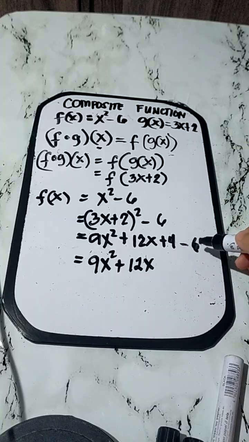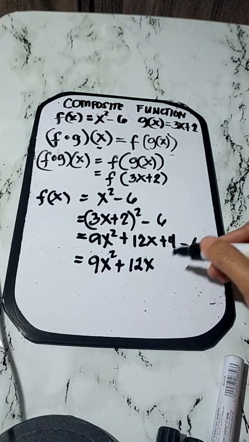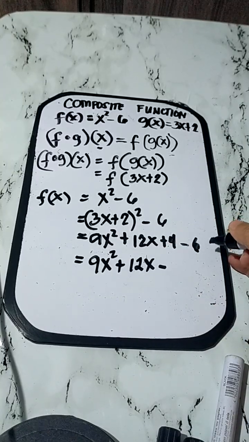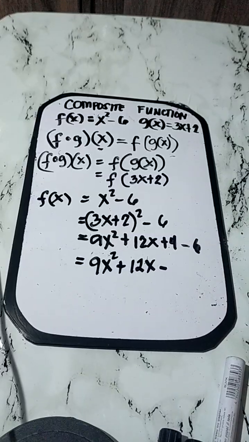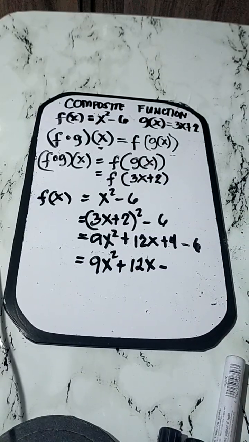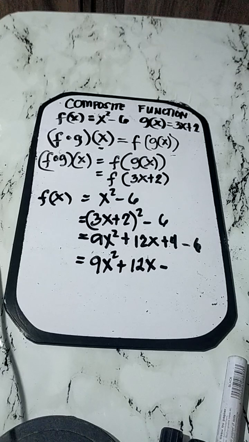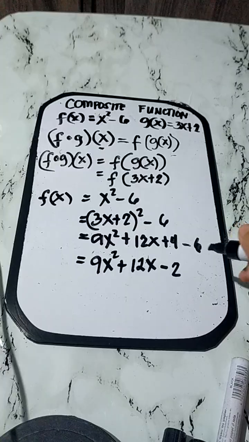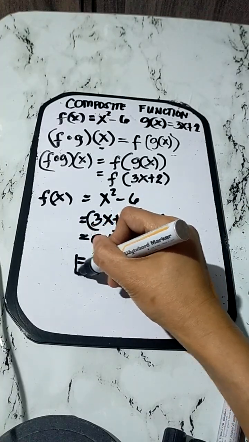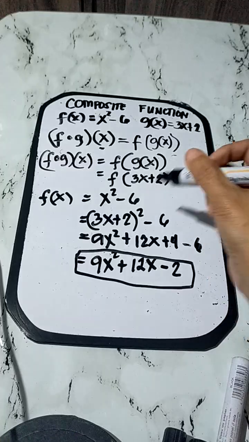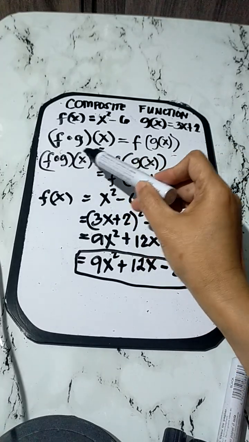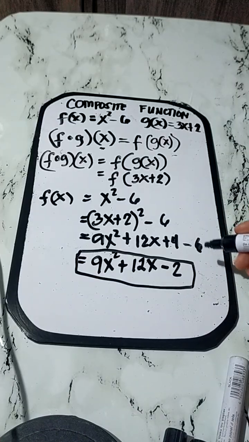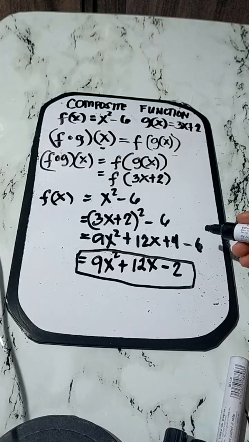4 is positive and 6 is negative. Since 6 is bigger than 4, we copy the negative sign. So we subtract 4 from 6, and our answer is 2, which is negative 2. This is our final answer for the f composed of g of x, the number 1 that we were asked to find. Then, let's answer number 2.